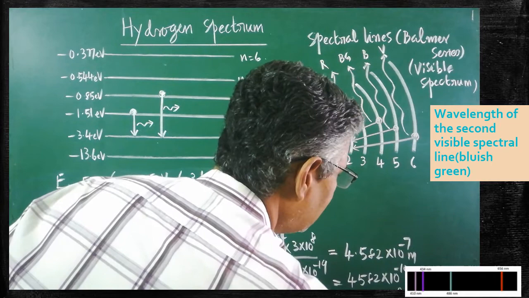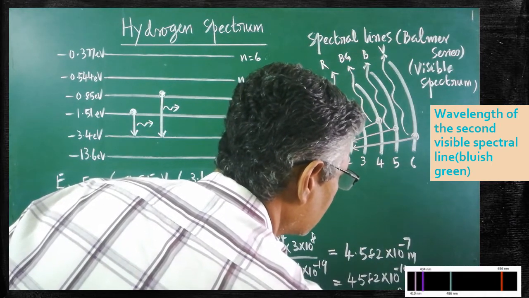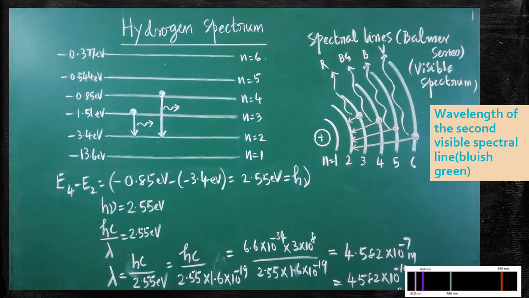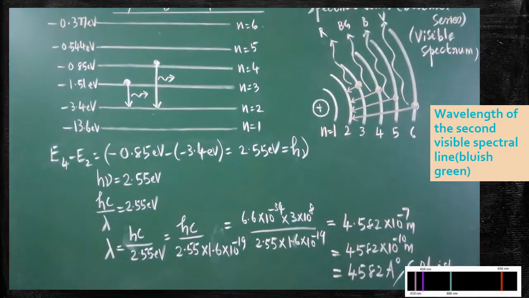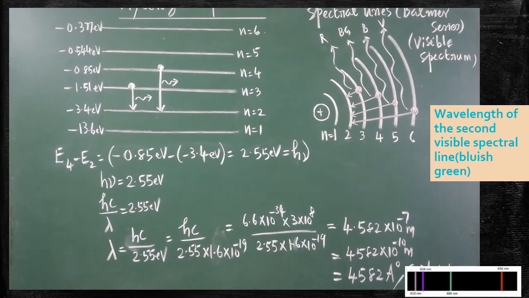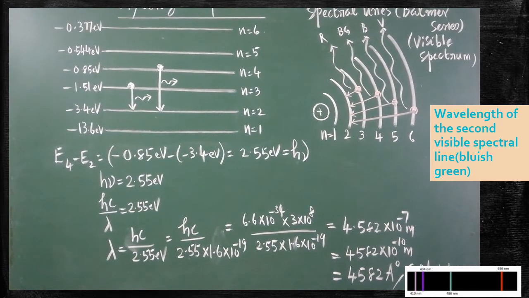This color is called bluish green. The spectral line will be in the form of bluish green. Okay. Look at the value of the wavelength. It is in the form of bluish green.